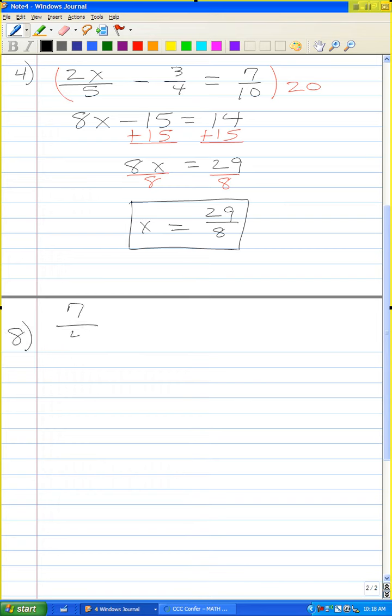7 over 4 minus 2x minus 5 over 7 equals 3x minus 2 over 7. Let me multiply both sides of my equation by the least common denominator. Well, I have a 4, 7, 7, so the least common denominator is 28. 28 divided by 4 is 7, times 7 is 49.